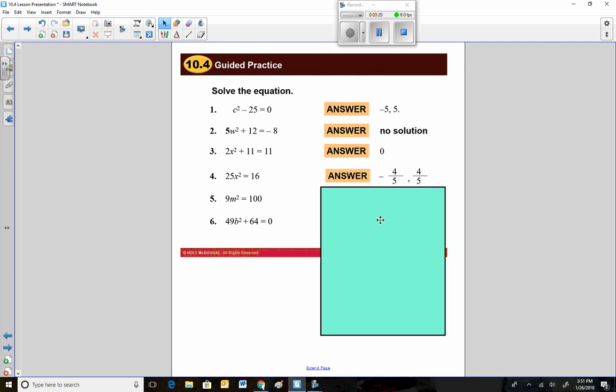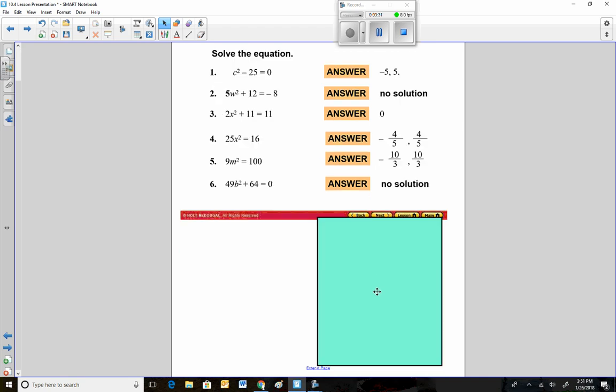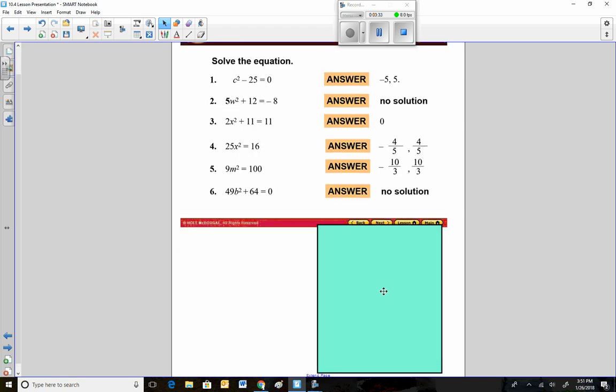And number 4, negative 4/5 and positive 4/5. And number 5, negative 10/3, positive 10/3. And the last one, there are no solutions to that.